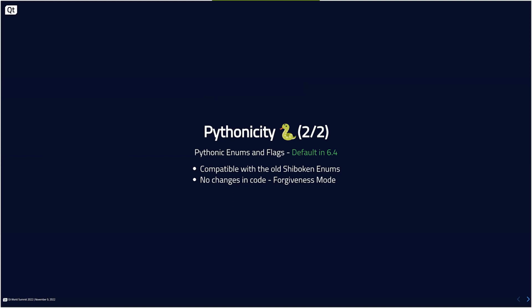With these new Pythonic enums that we added, all the Qt C++ enums are now more based on the Pythonic version of the enums. They are very compatible, but at the same time, this is also very compatible with that of the old Shiboken enums as well. If you're wondering if you have to make any changes in code, you don't have to make any changes in code at all. This just works just like that.